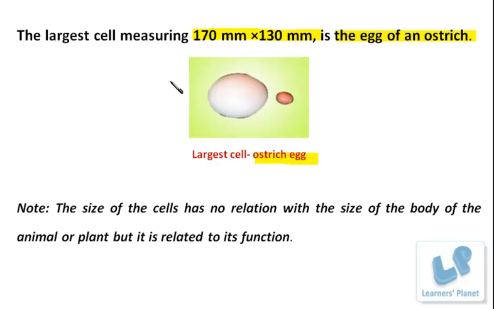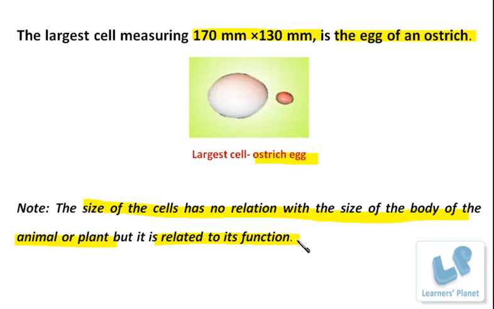Fine. Now, after knowing all these basic things, one important point is very clear: the size of the cell has no relation with the size of the body of the organism, whether it is an animal or a plant. But the size of the cell is actually related to the function that it plays in the particular organism. For example, plants are quite large as compared to human beings or any other organism, isn't it?